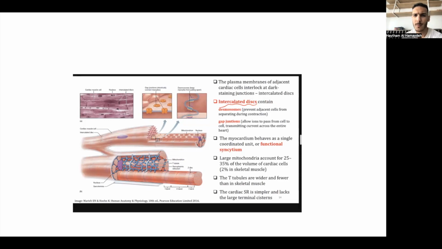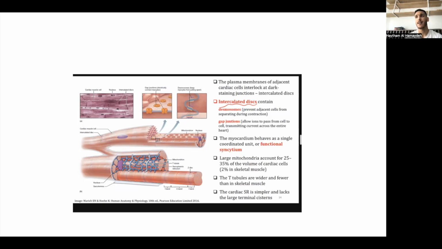So, as we said, desmosomes, gap junctions. What else did they say here? There are a lot of mitochondria, of course, for the production of ATP, because contraction here is needed, and so energy is needed. T tubules are wider and fewer than in skeletal muscle. This is because we don't need a large number of T tubules, because T tubules are not the only supply of calcium. The other way those muscles take in calcium is from the blood circulation.